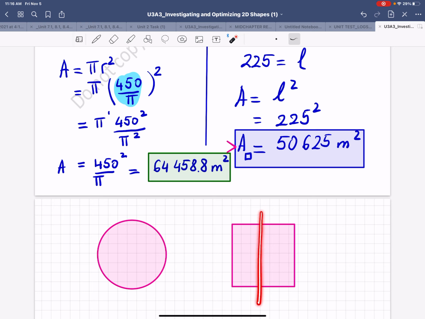In a square, on the other hand, we can only draw 4 lines of symmetry. So because of this, it's easier for us to predict that the area of the circle will be bigger than the area of the square.